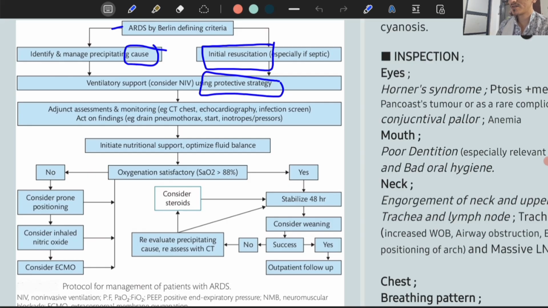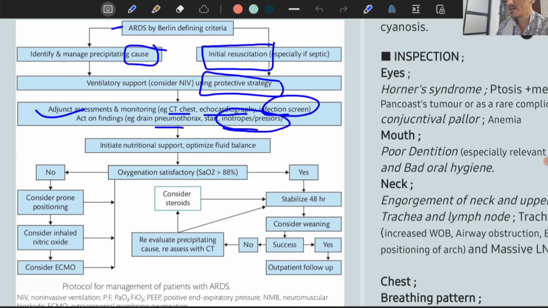After giving respiratory support and treating the cause, after diagnosing the cause, you will monitor the patient and adjust. How will you monitor? By CT chest, by echocardiography. You will perform infection screening also, and if you have findings like pneumothorax, you will drain that. If the BP is falling, if the patient is going into shock, you can start inotropes or pressors.